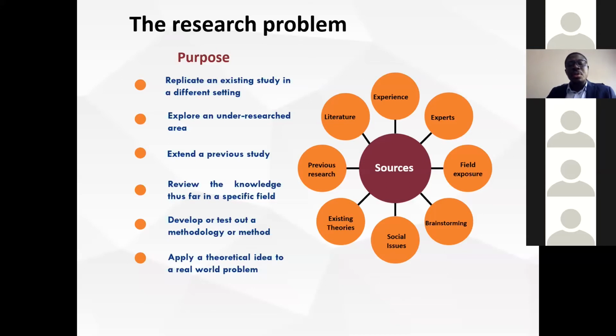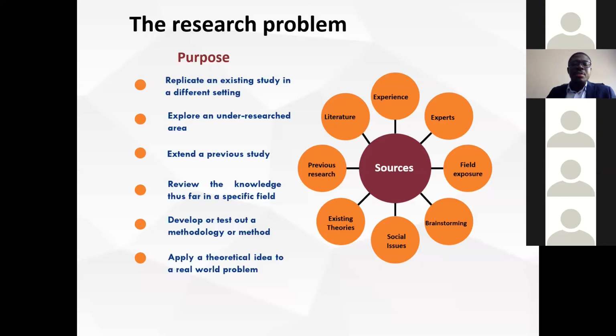Then you want to also conduct research in order to develop or test out a methodology or a method. Yes, people have conducted studies in the past to develop an instrument for testing certain phenomena. So for instance, you can develop an instrument that will be used to test the impact of COVID-19 on hotels. That will be a significant contribution to the knowledge.